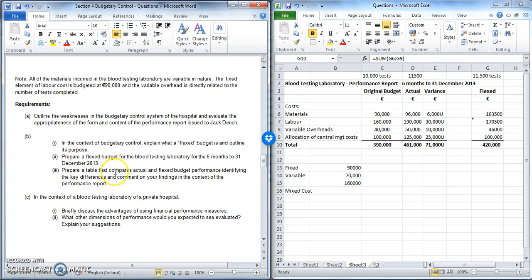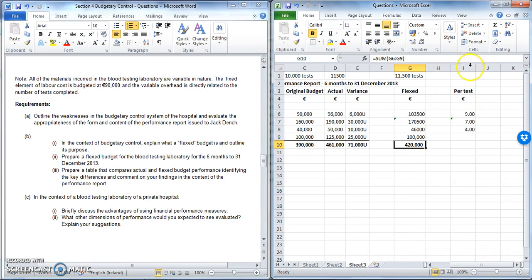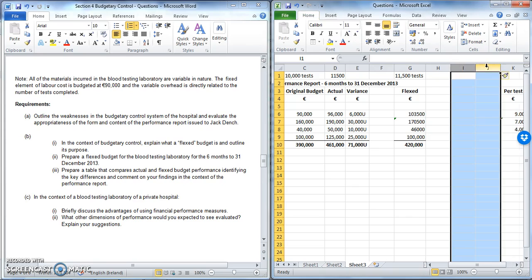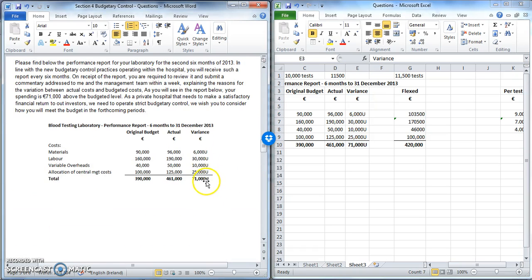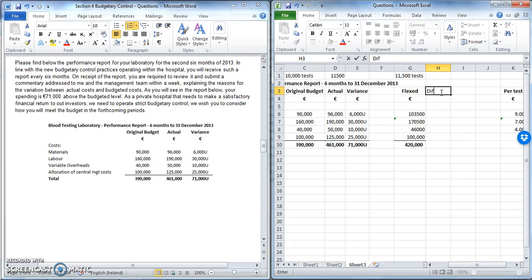B3 then asks, prepare a table that compares actual and flex budget performance, identifying the key differences, and comment on your findings. So the table is number 1, comparing actual and flexed, identifying the key differences, and then comment as well. We have our table pretty much done up here. I'll move this over. Actual is here, and the variance here is somewhat from the question. Up here we're told -71,000, but comparing original to actual is really meaningless from a control or evaluation point of view. What you want to compare is flex to actual. So we look at the difference here.